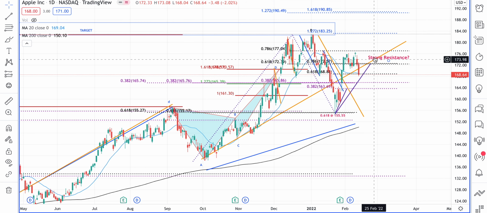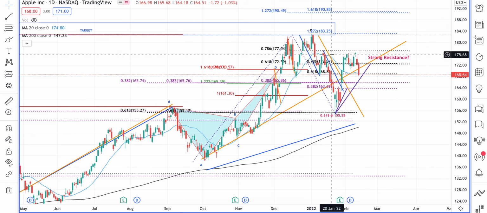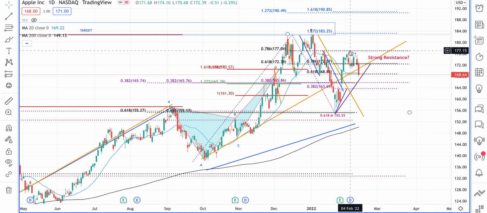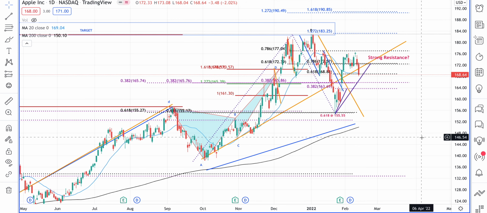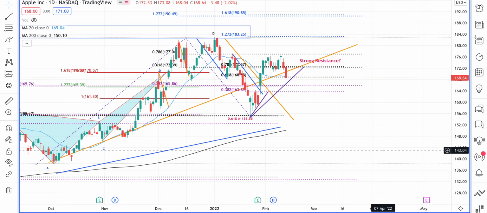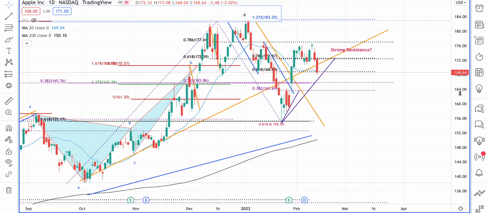And then we had a region which we had identified and in fact written as a strong resistance, which was between the 61.8% retracement level and 78.6% retracement level, between 172 and $177. And what the price has done is, let me blow this up a little bit bigger, price went into that area which we had identified as strong resistance, and then it tried to close above this 177 level, but it couldn't do that.